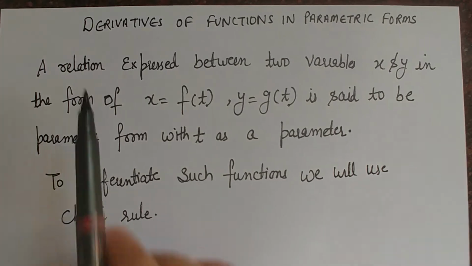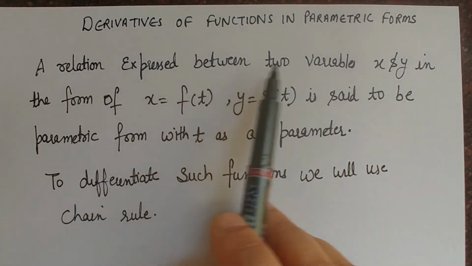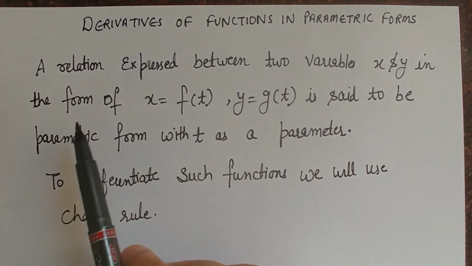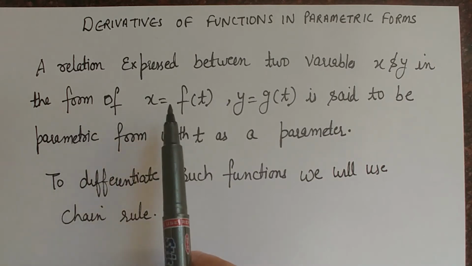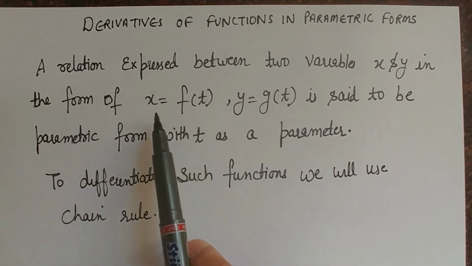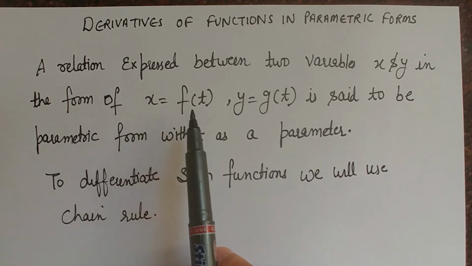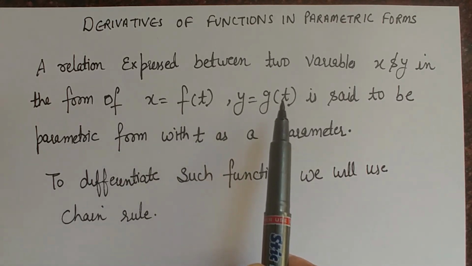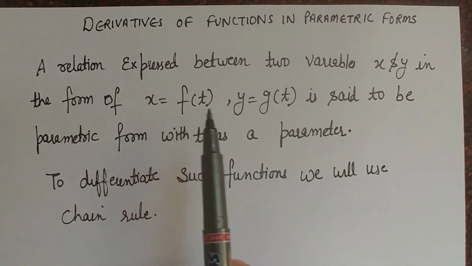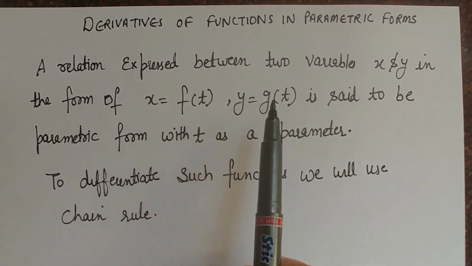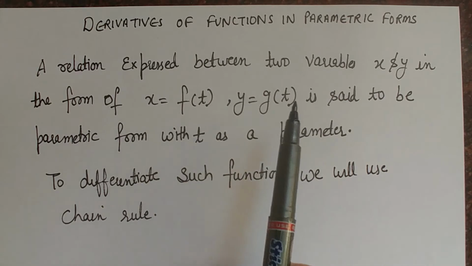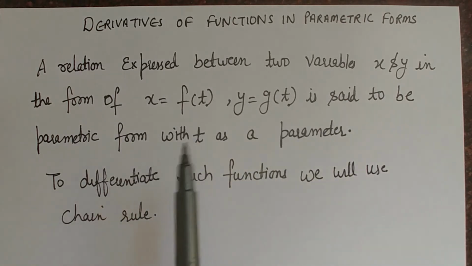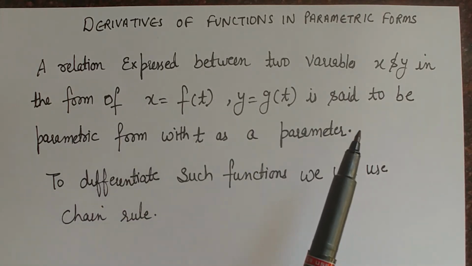A relation expressed between two variables x and y in the form of x is equal to f of t. Now what does it mean? That is, x is a function of t, and y is again a function of t. This is some different function of t and this is some different function of t. It is said to be parametric form with t as a parameter.